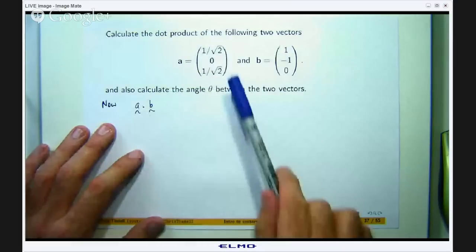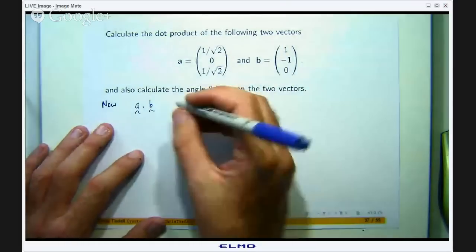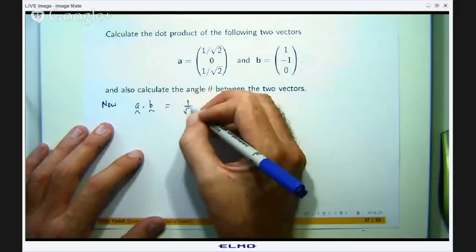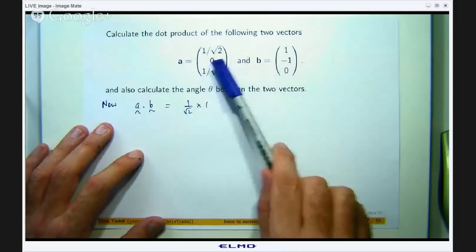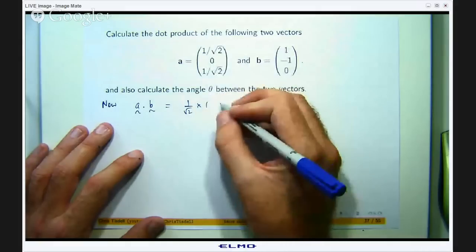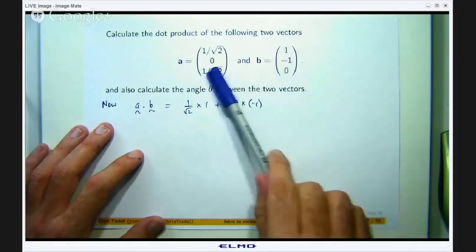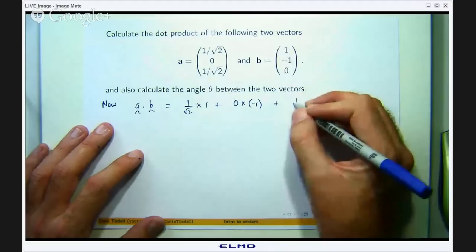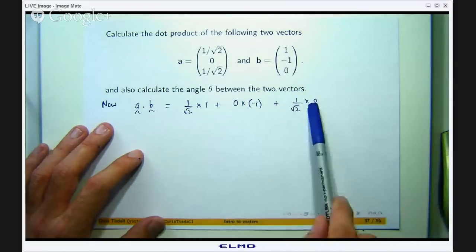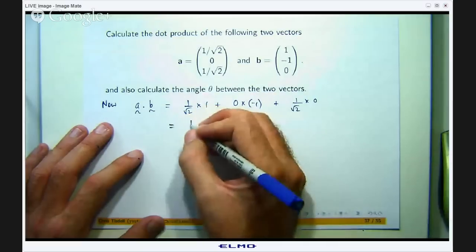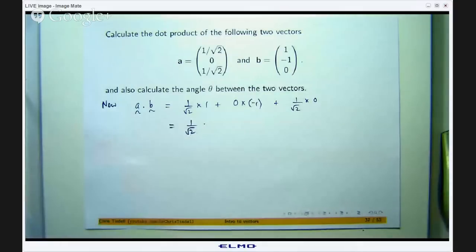So the dot product of A and B is just multiplying the respective components with each other and adding them all together. So that with that, plus that with that, plus that times that. So that's going to be 0, that's going to be 0, and that's going to be 1 on root 2. All right, so that's pretty easy.